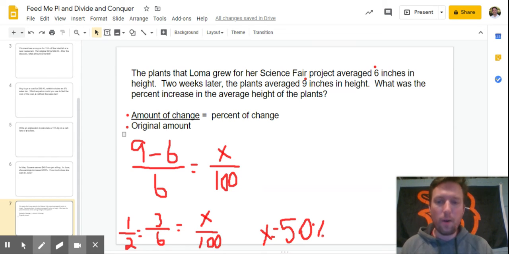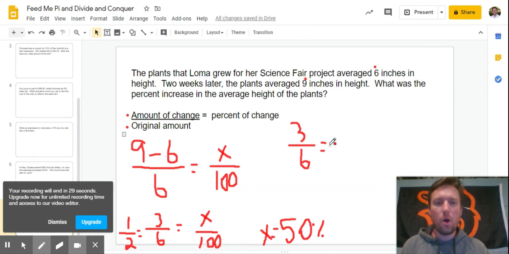Now, there's another way that we can do this. We can cross multiply this, okay? So I can take 3/6 equals x over 100. Uh-oh, I'm running out of time for my 5 minutes.